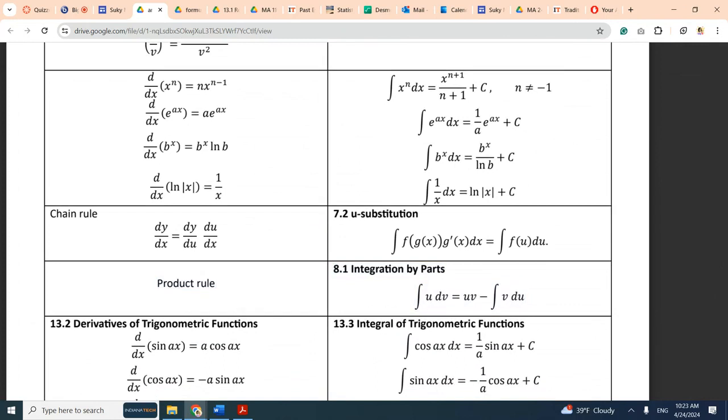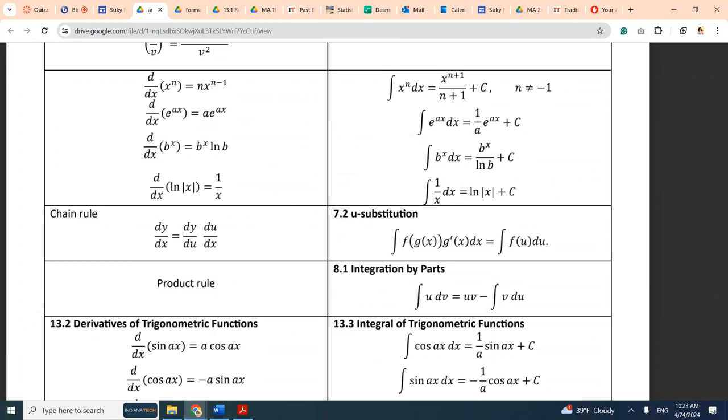And what other formula we learned before? x to the n becomes n times x to the n minus 1. That's the derivative. And exponential function, you multiply by a in front. Yes, everybody? And b to the x, the derivative is b to the x times ln(b). Derivative of natural log is 1 over x. Therefore, this is the antiderivatives.